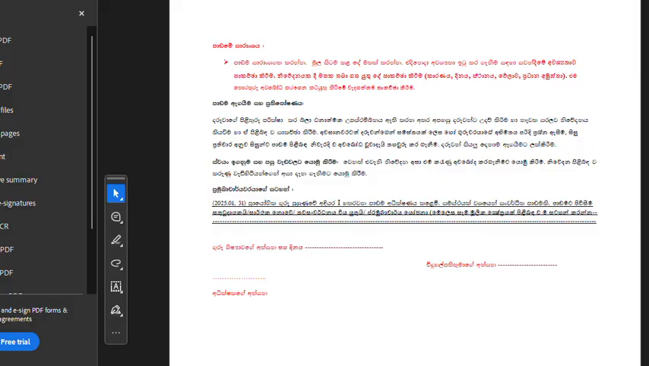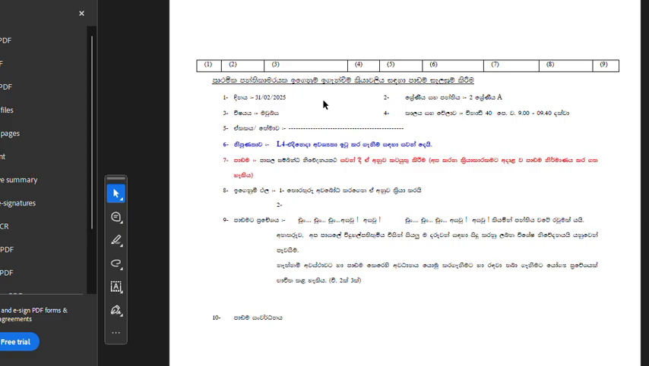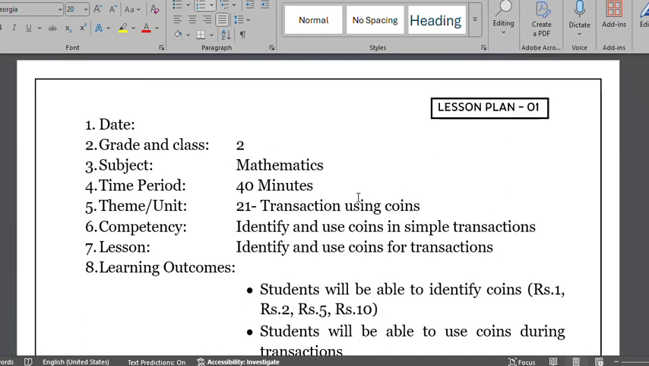So the university has given a structure to follow while you are writing lesson plans. So how can we make this? Here they have given some topics, up to 10, and I have included them here.